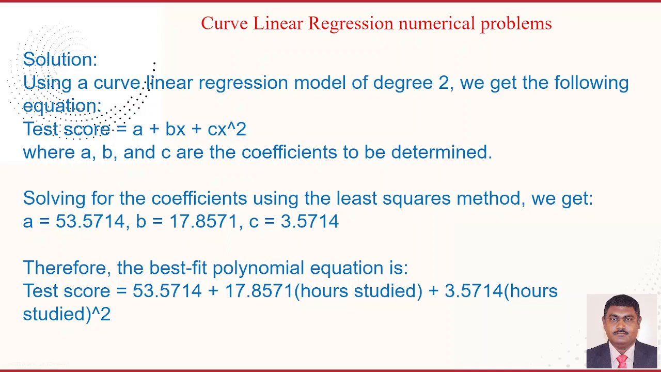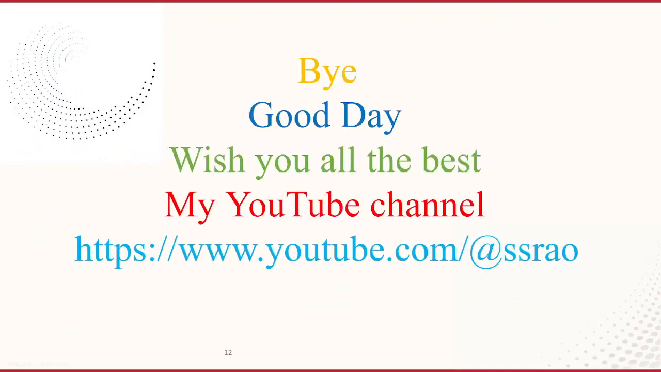So the best fit polynomial equation is test score = 53.5714 + 17.8571 times hours studied + 3.5714 times hours studied squared. This is the best fit equation. I hope all of you understand this curvilinear regression and how we can use it for solving several practical problems.